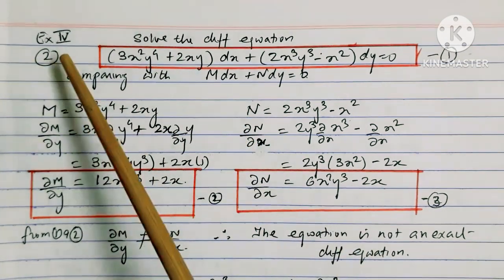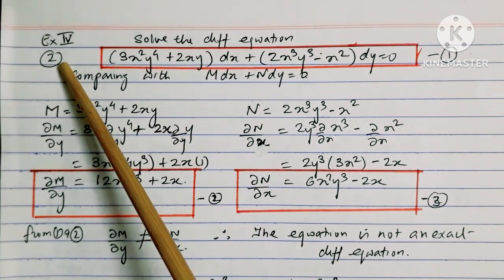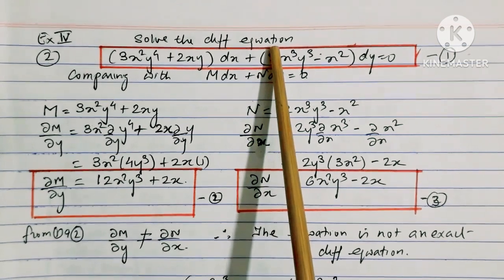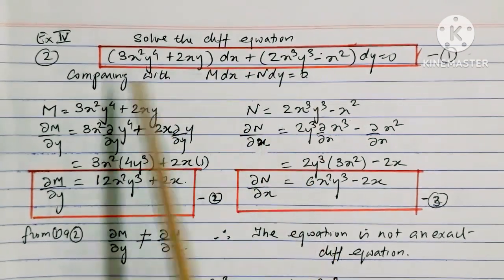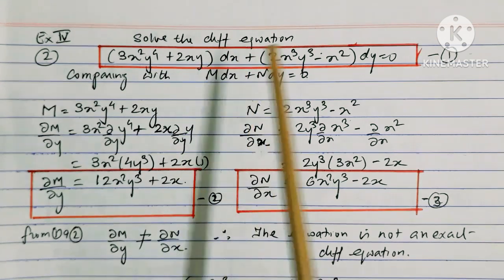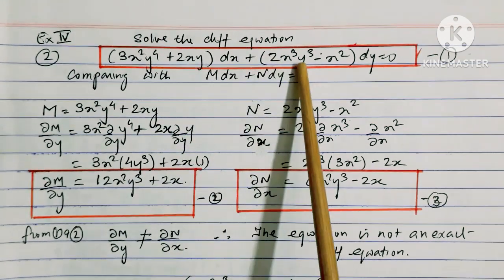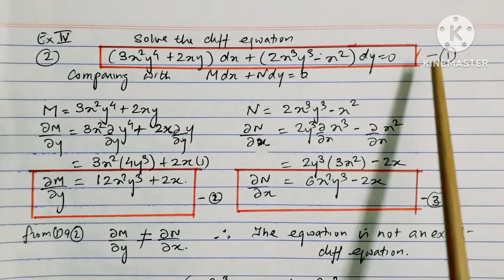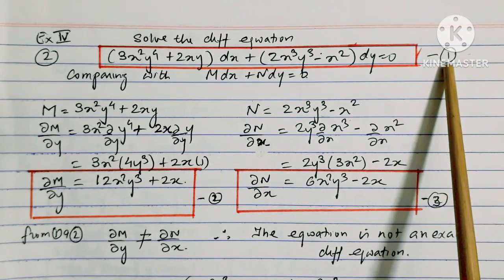In this video, we will be solving sum number 2 from exercise 4. Solve the differential equation. The given differential equation is (3x²y⁴ + 2xy) dx + (2x³y³ − x²) dy = 0. Let us call this equation 1.